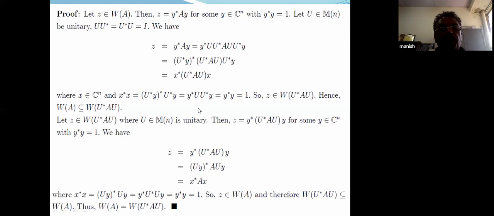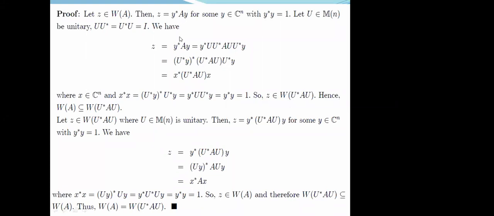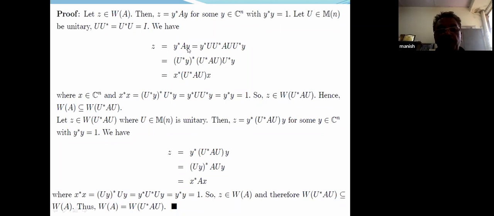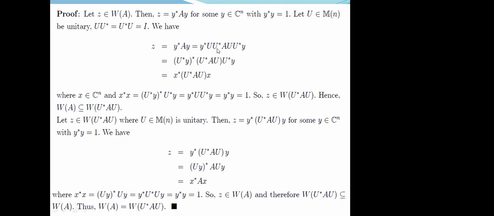We prove this. Let Z be an element of the numerical range of A. Then Z can be written as Y star AY, Y a unit vector. So Z is equal to Y star AY. Now we can put here the identity matrix.